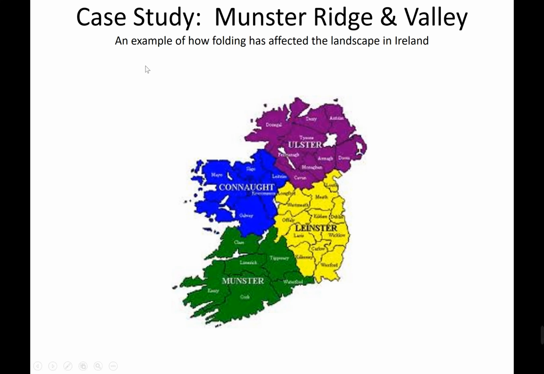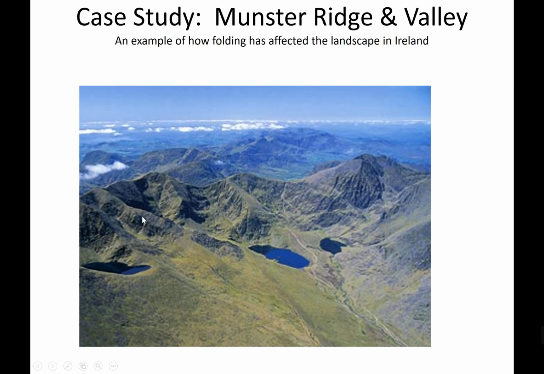Right, so here is an image of Munster Ridge and Valley, just to give you the idea. You can see the ridge running across here. You've got valleys in between some of the ridges, and then you've got a valley back here. And I think this is Carrauntoohil up here, which is Ireland's highest mountain.